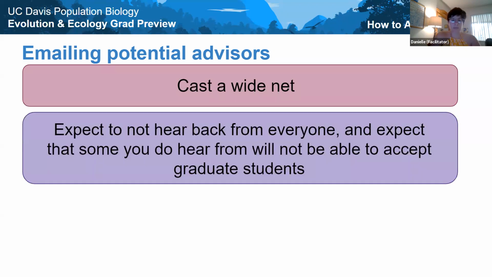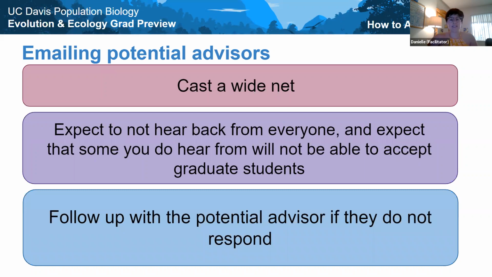Which leads me to my next point. Do not expect to hear back from everyone, and expect that some of the people that you do hear back from will not be able to accept graduate students for the upcoming cycle. This is why you want to keep your options really open. And for the professors who do not respond after about a week or two, you may want to follow up with them just in case your emails got lost in their inbox.